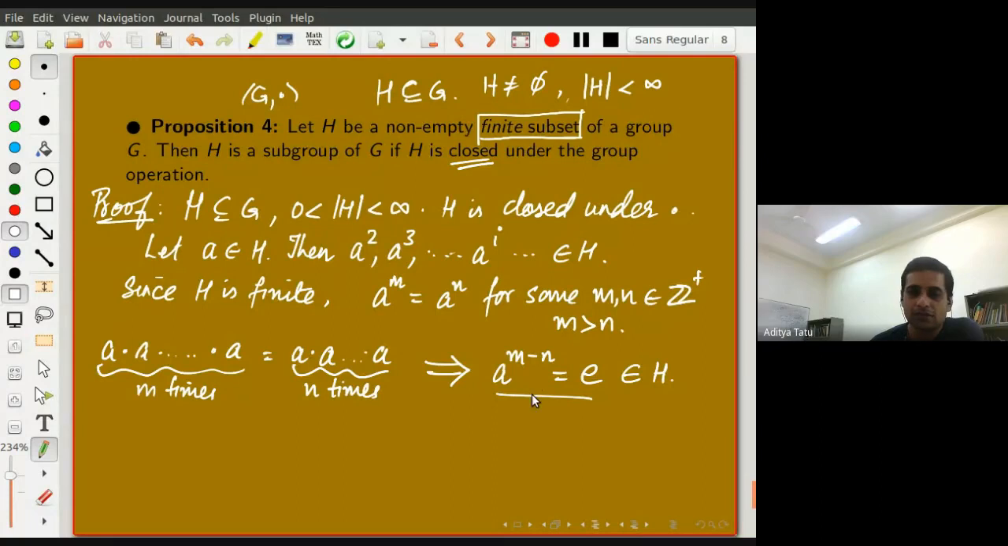Okay. Great. So identity exists, right? Any doubts on that? If not, from this, how do we get to the point which says that A inverse exists in H? If you look at this, I can rewrite A raised to M minus N as A raised to M minus N minus 1 dot A. Similarly, I can also write A raised to M minus N as A dot A raised to M minus N minus 1. Both cases, this has to be, of course, identity.